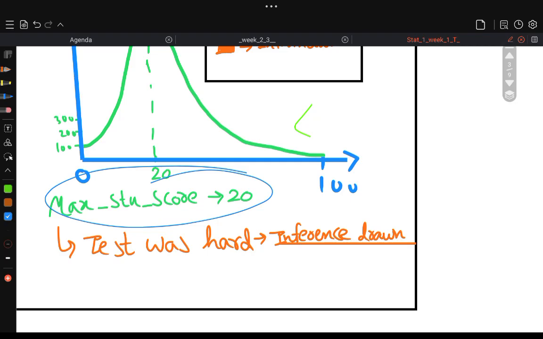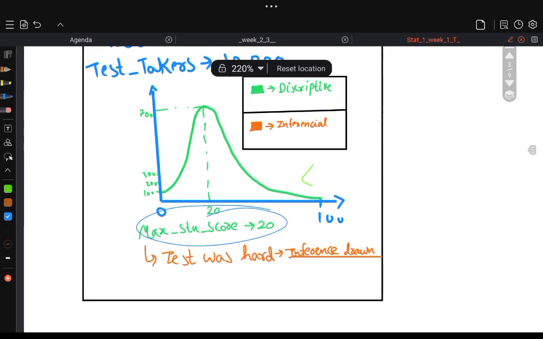And the inference we can draw is that the test was hard. The test was really hard: the maximum marks one could score was 100, but the most frequent marks scored by the students were only 20. So this was the inference that we drew from this graph.